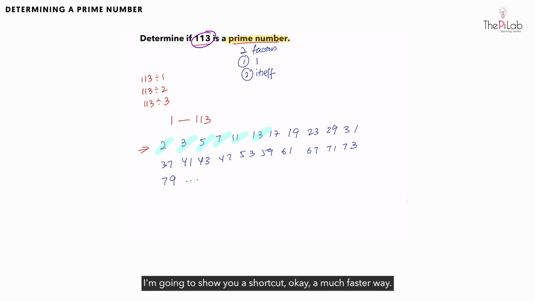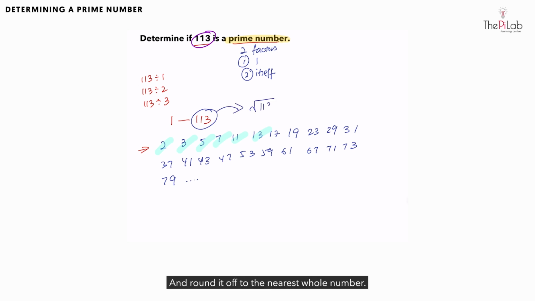I'm going to show you a shortcut, okay, a much faster way. So the shortcut, before we get there, I need everyone to grab your calculators and find me the square root of 113. Okay, what is the square root of 113? And round it off to the nearest whole number. That's right. It is about 10.63, which will give us 11 when you round it off to the nearest whole number. Now, what do we do next?